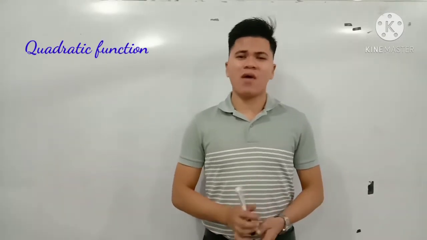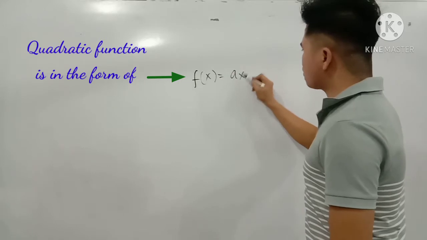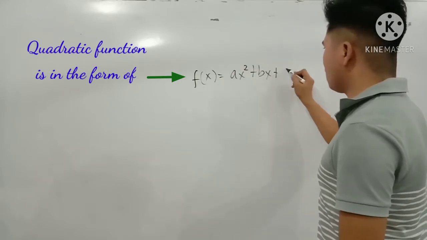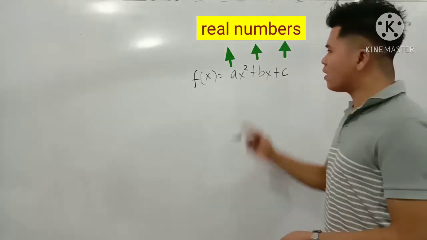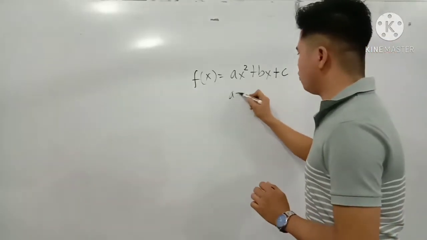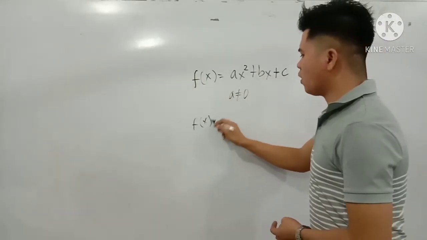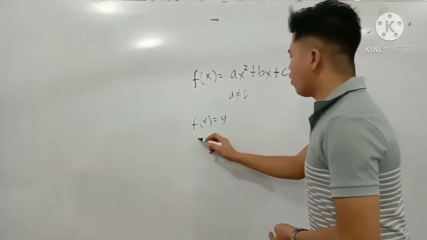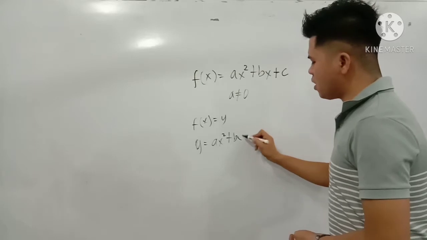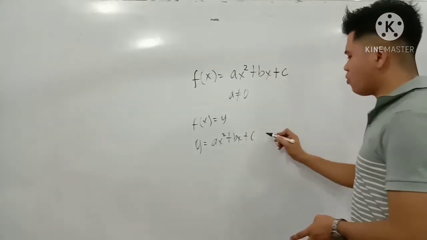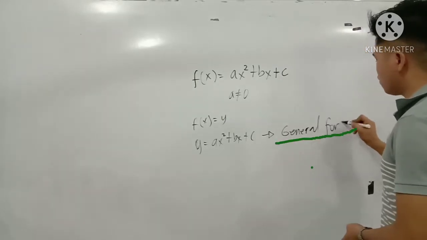So, we all know a quadratic function is in the form of f of x is equal to ax squared plus bx plus c, where a, b, and c are all real numbers and a must not be equal to 0. Then, if we set f of x equal to y, the equation will be y is equal to ax squared plus bx plus c. This form is what we call the general form of the equation of the quadratic function.